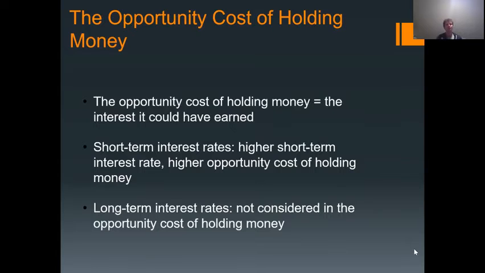For this, you have to think of two different types of interest rates: short-term rates. And the idea here is the higher the short-term interest rate, the higher the opportunity cost of holding on to that currency. Long-term interest rates, they're not really considered in the opportunity cost of holding money because you're just not thinking that far in advance when it comes to holding on to $100. You're thinking, what about right now? What can I earn? So we're looking at short-term interest rates, and the higher the interest rate, the more money you could have made had you lent it out through some financial intermediary.